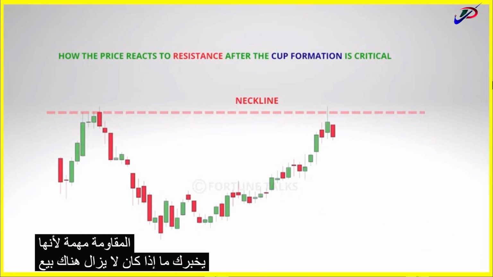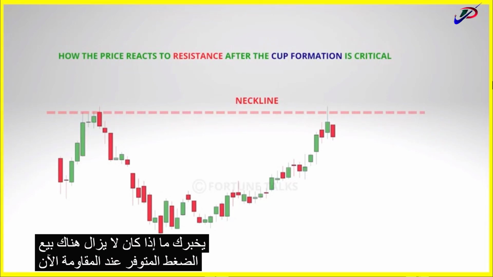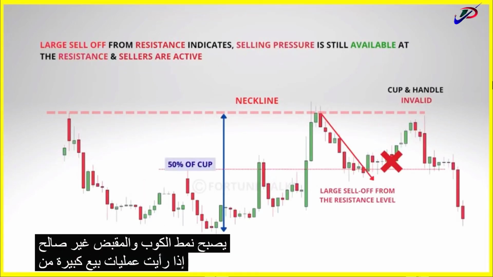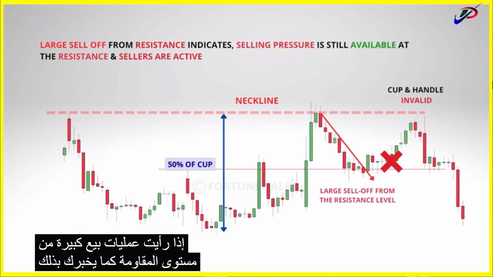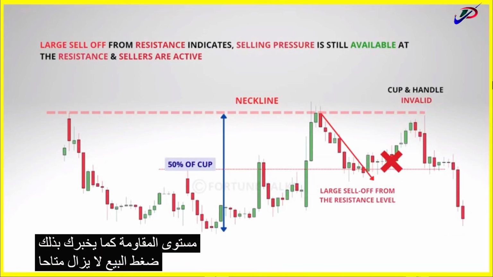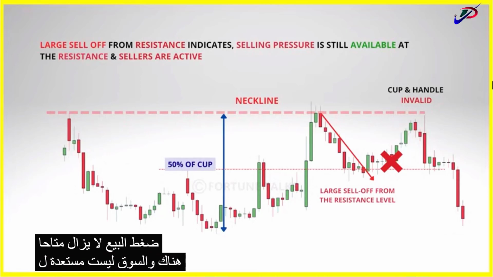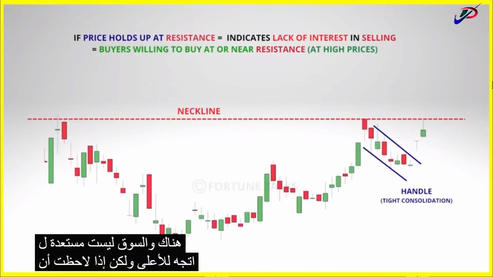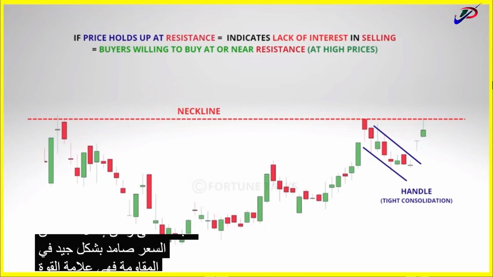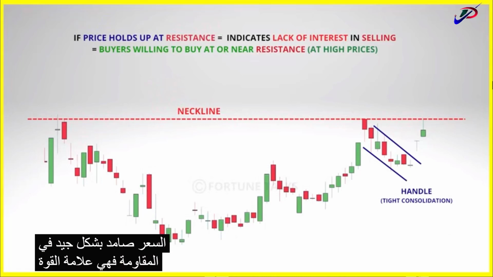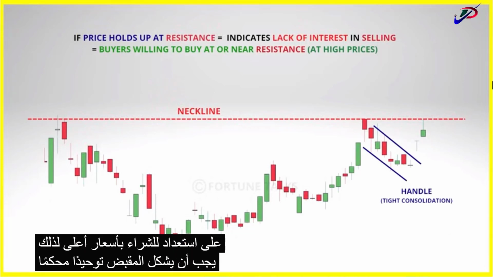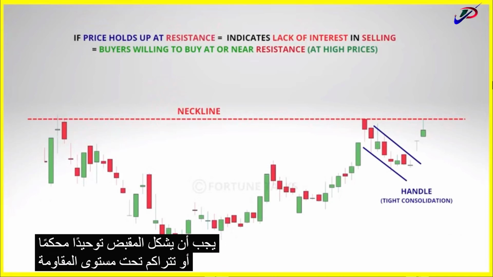How the price reacts at the resistance is important because it tells you whether there is still selling pressure available at the resistance. Now, a cup and handle pattern becomes invalid if you see a large sell-off from the resistance level, as it tells you that the selling pressure is still available there and the market is not ready to head higher. But if you notice that the price is holding up nicely at the resistance, then it is a sign of strength, as it tells you that the buyers are willing to buy at higher prices. So the handle has to form a tight consolidation or build up under the resistance level.